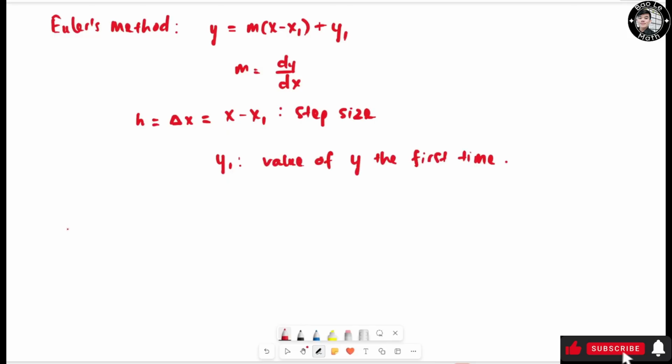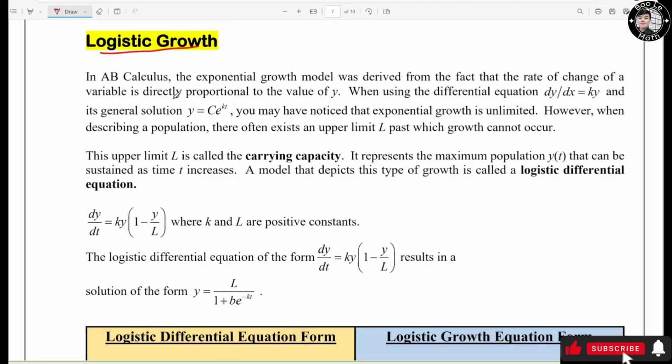Now, next we're going to talk about logistic growth. In AP Calculus, the exponential growth model was derived from the fact that the rate of change of a variable is directly proportional to the value of y. When using the differential equation dy over dx equals k times y, and its general solution y equals C times e raised to the kt, you may notice that the exponential growth is unlimited.